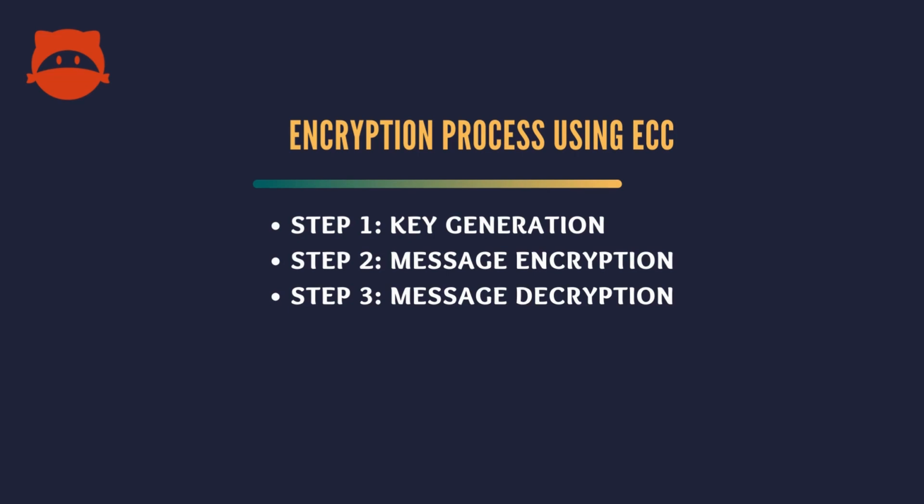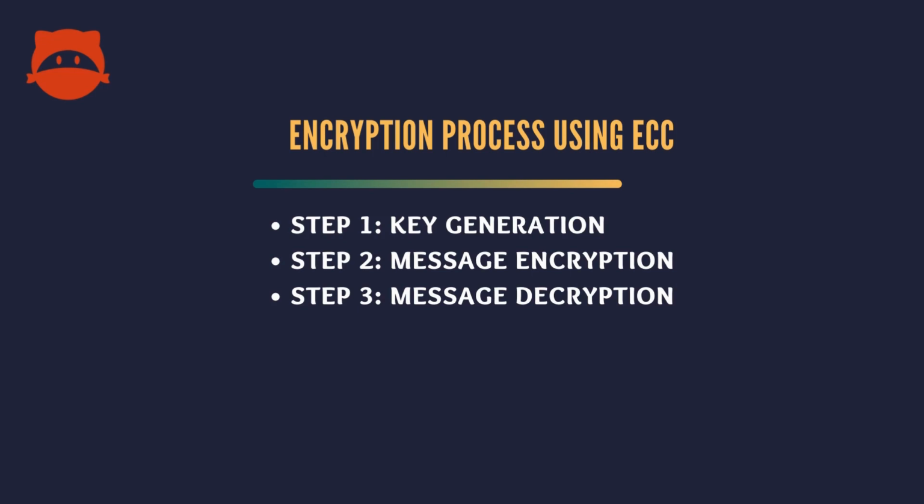Once the keys have been generated, the sender can encrypt the message using the recipient's public key. This is done by converting the message into an elliptic curve point and then adding the public key to it. The result is another point on the same curve, which represents the encrypted message. This process is called point multiplication, and it makes it very difficult for an attacker to decrypt the message without the private key.